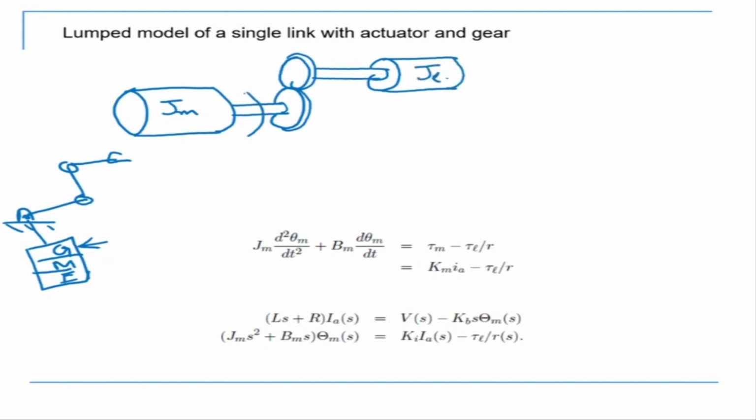Now when the motor rotates, it produces a torque tau m, and there is an angle theta m. This is tau L and theta L, and this is my gear ratio R. R is the gear ratio, and there is damping, which is Bm on this side and Bl on this side.